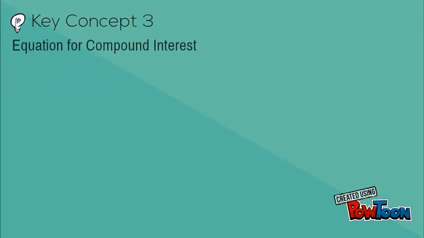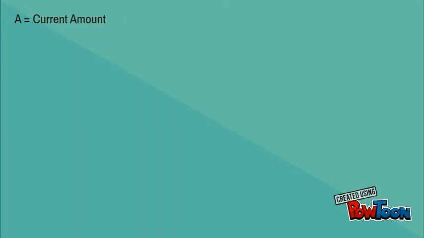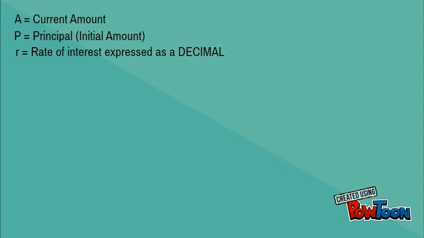Key concept number 3. Equation for compound interest. Base equation: A equals P times the sum of 1 and r divided by n, to the nt power, where A equals the current amount, P is the principal or initial amount, r is the rate of interest expressed as a decimal, n is the number of times compounded each year, and t is time.